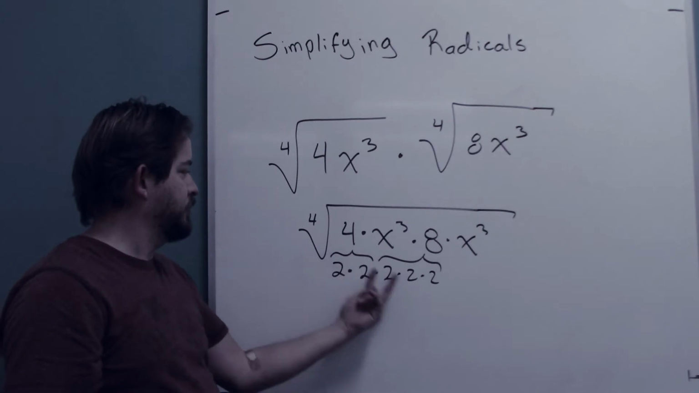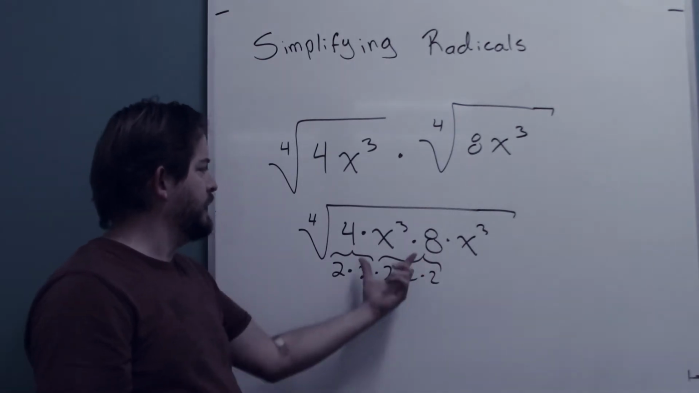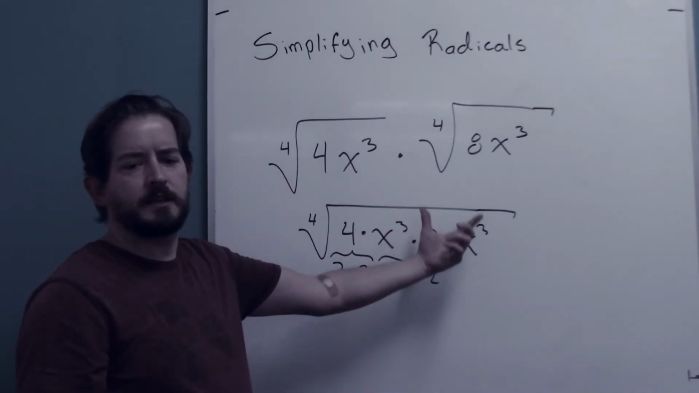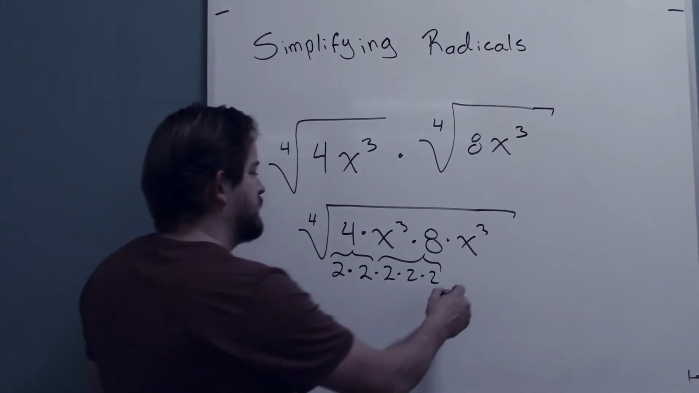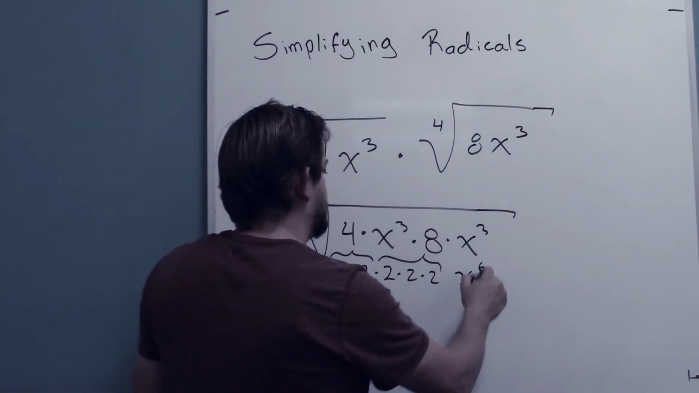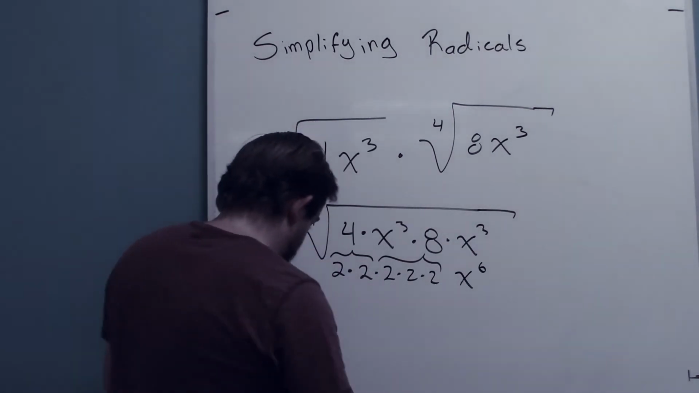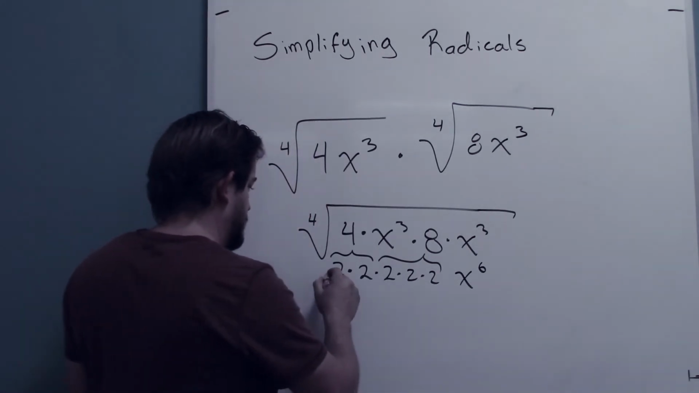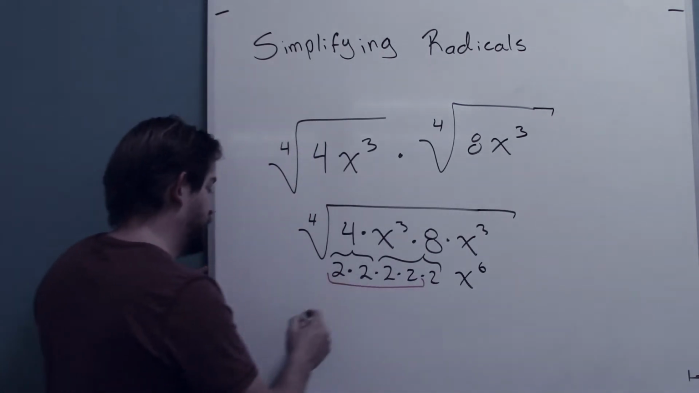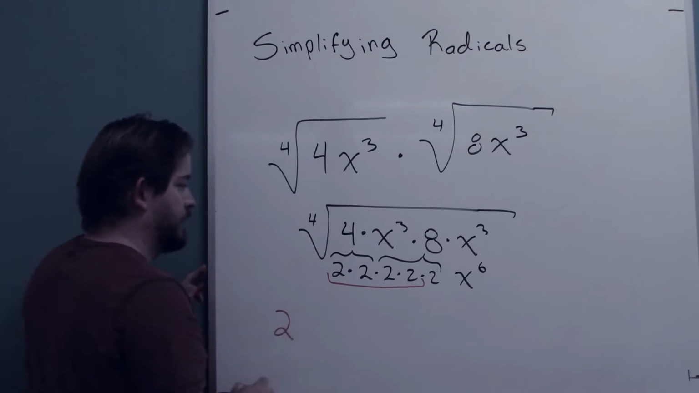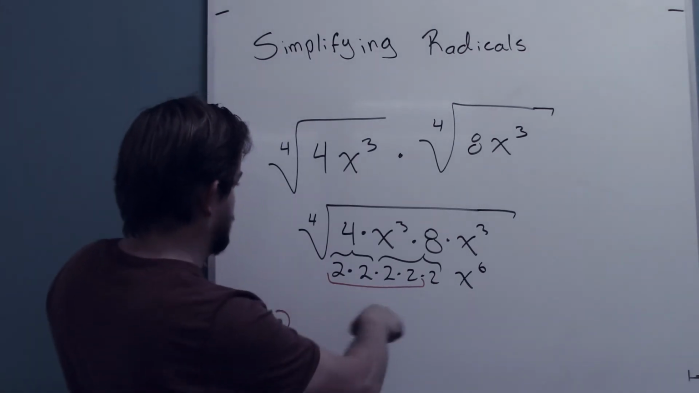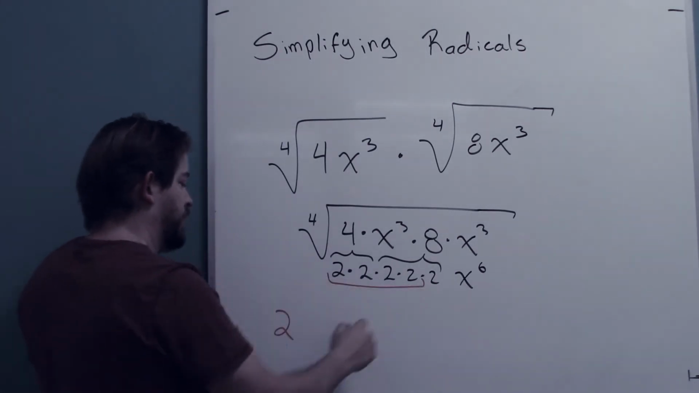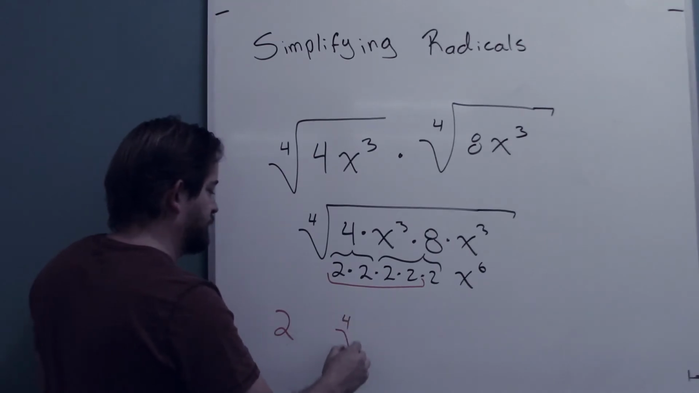2 times 2 came from the 4, 2 times 2 times 2 came from the 8, and then I have x times x times x times x times x times x. Or I could call it x to the 6th, right? But we can think of it this way. There's a group of 4 2's here that I can pull out. There is a 2 left over, and so I have to leave that under my 4th root.